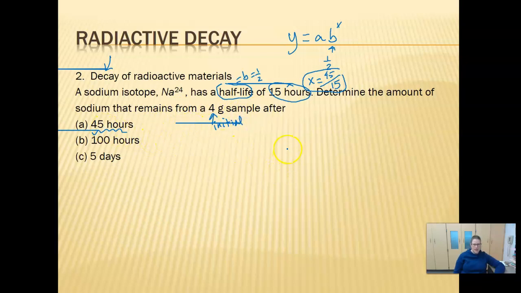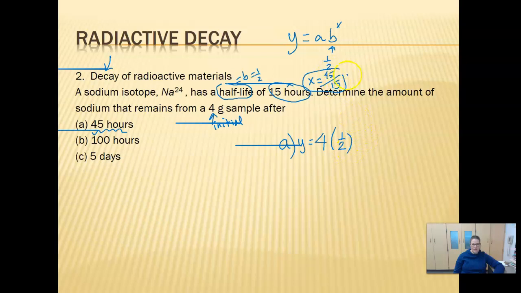So let's go ahead and calculate part A. Now remember here, this is decaying. It has a half-life, which means it's going away at a rate of half every 15 hours. So we expect our answer here to be smaller than the original, right? So if our initial amount is 4 grams, so this would be y equals 4. And then our b, our multiplier is 1/2, so you can put 1/2, 4.5, either one will work.